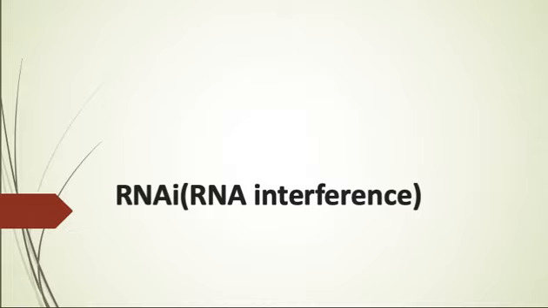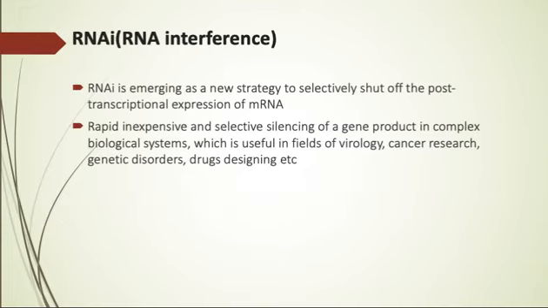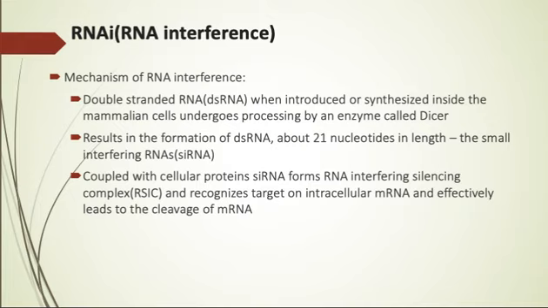Next, we'll go on to another short note that can be asked, that is RNAi or RNA interference. So what is RNA interference? It is emerging as a new strategy to selectively shut off the post-transcriptional expression of mRNA. It allows rapid, inexpensive and selective silencing of a gene product in a complex biological system, which is useful in fields of virology, cancer research, genetic disorders, drug designing, etc. So what is the mechanism of RNA interference?